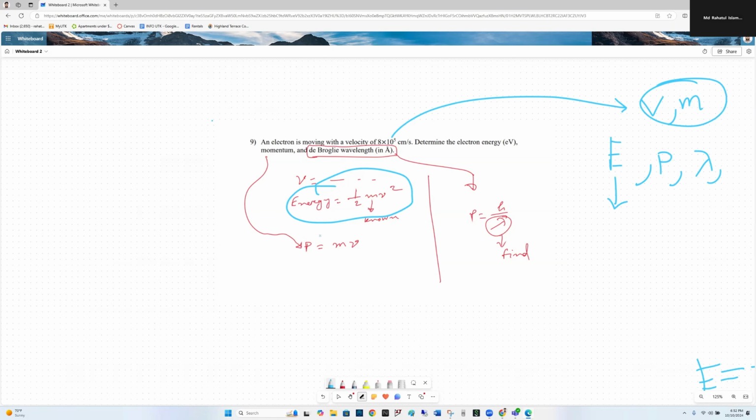And for the momentum, you know the formula, p equal to mv, where m is the electron's mass, and v is given, 80 into 10 to the 5 centimeter per second. You have to convert it to meter per second. Okay, and then de Broglie wavelength, we know the formula, p equal to h divided by lambda, and then you have to find lambda equal to h divided by p. You have already calculated this from here, and h is Planck's constant. So that's how you will calculate.